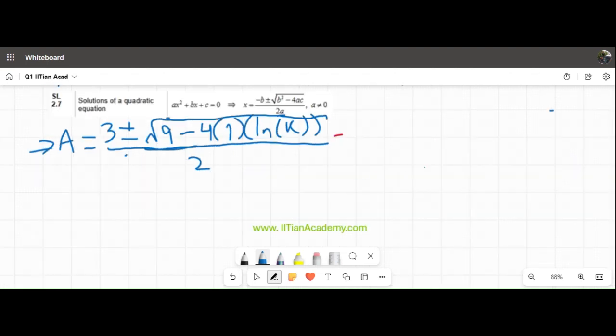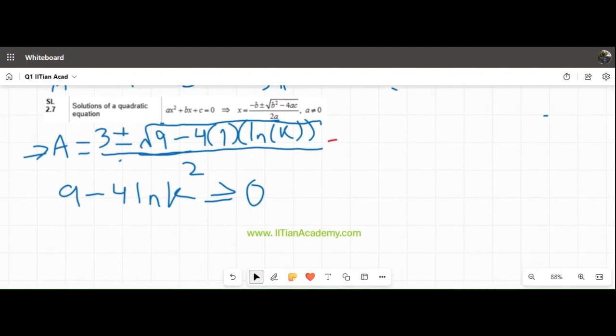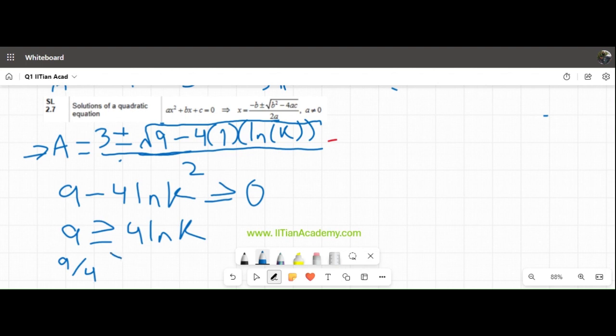Okay, so now since we're solving for k, if we evaluate just our discriminant here, we know that this must be non-negative, right? So we can say that it should be greater than or equal to 0, and then we can rearrange this so that we get 9 is greater than or equal to 4 ln k. We can rearrange this again by dividing both sides by 4. Then we get 9 over 4 is greater than or equal to ln of k.